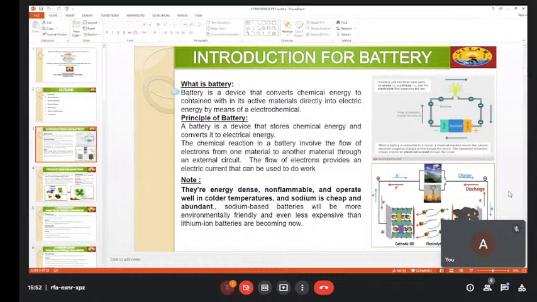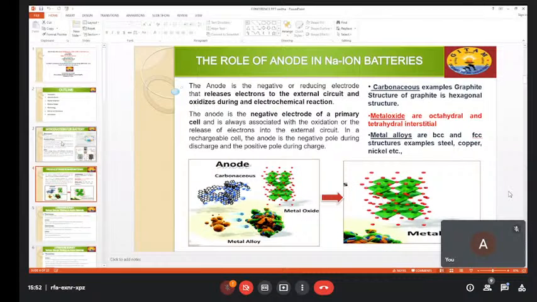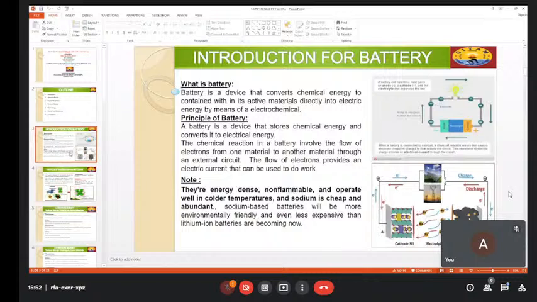Lithium and sodium ion batteries: sodium ion is a very good material. Why? Because it is environmentally friendly, easy to manufacture, and low cost compared to lithium ion batteries. Batteries have three components: anode, cathode, and electrolyte. The anode is the negative terminal, the cathode is the positive terminal, and the electrolyte is the separation between the two materials.